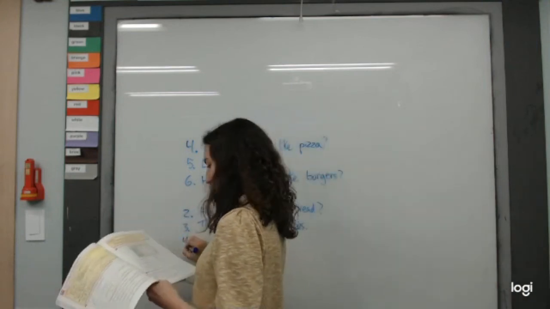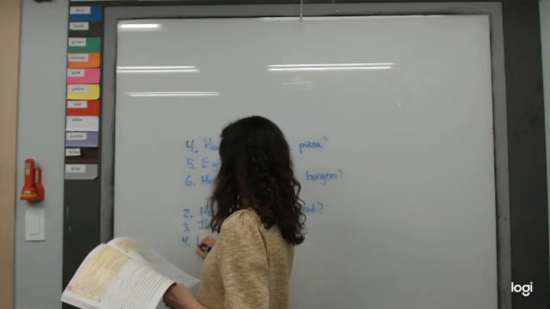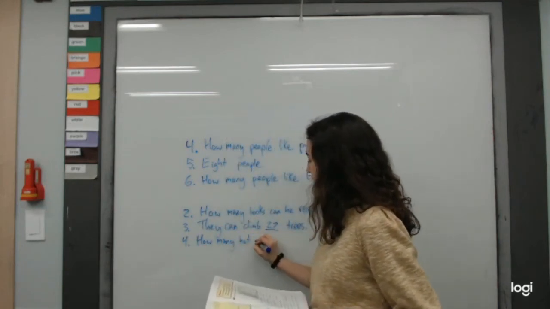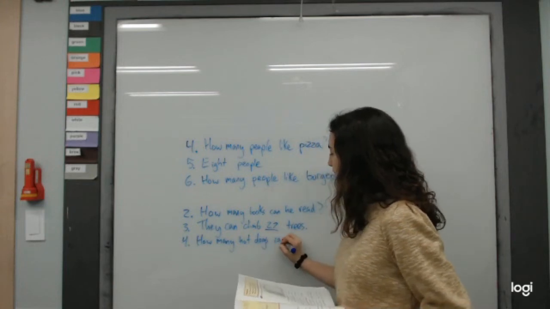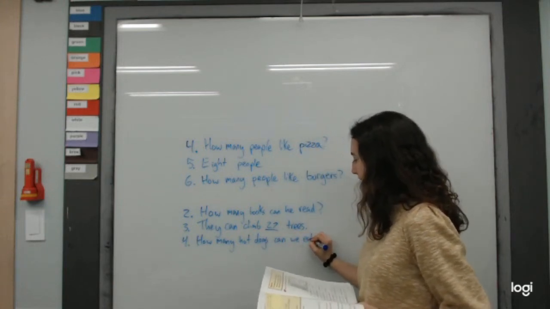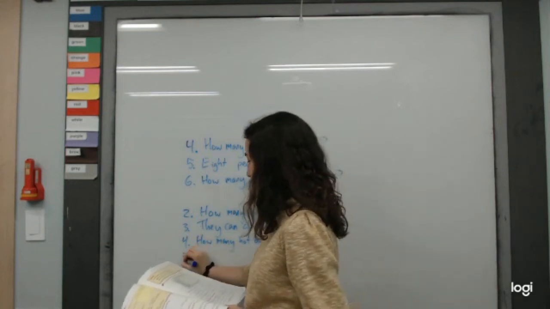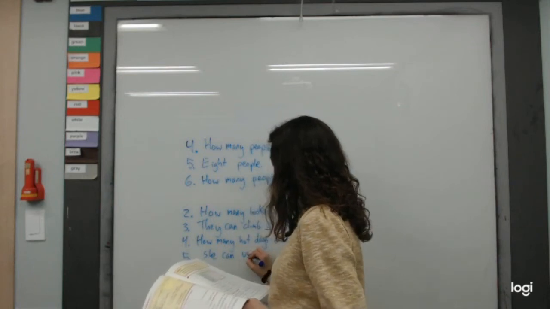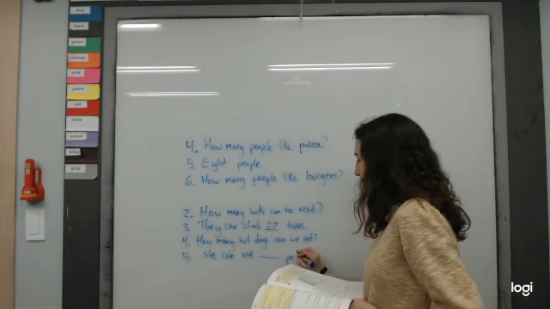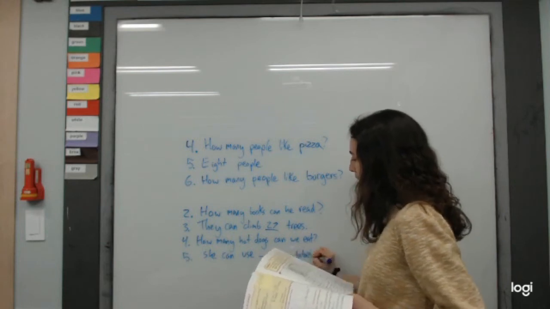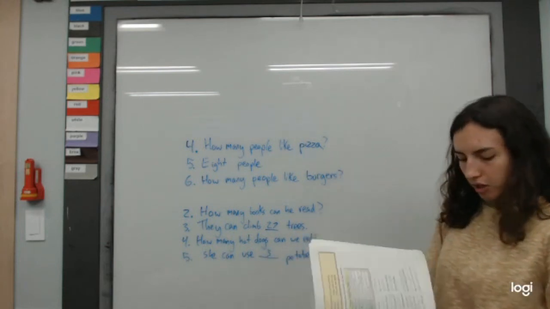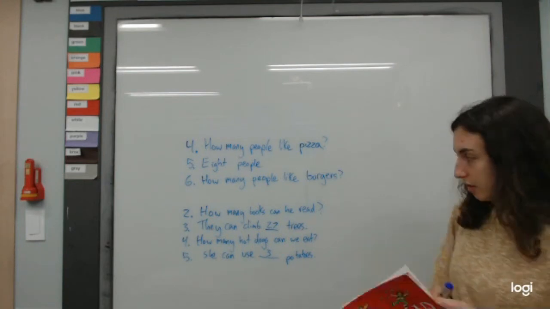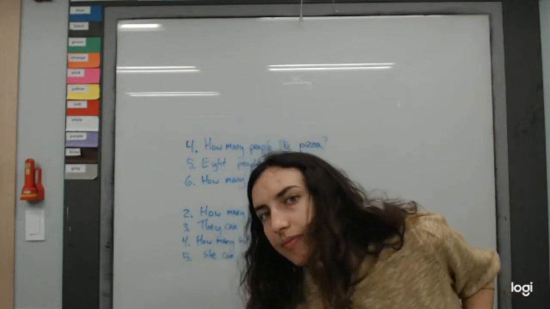Next one. We can eat 3 hot dogs. So we can say, how many hot dogs can we eat? And the last one. How many potatoes can she use? We can say she can use potatoes. I will say 3 potatoes. She can use 3 potatoes. Okay, finished? Let's go to the next page. Check your answers.